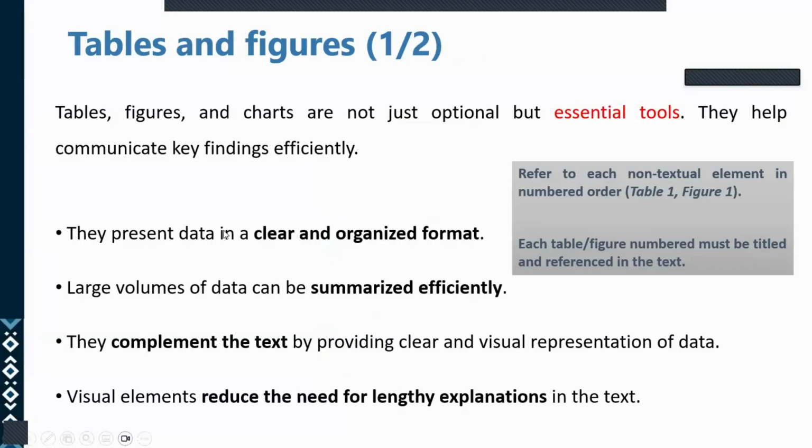The tables and figures present data in a clear and organized format. They present large volumes of data in a summarized way that is really efficient for understanding. They complement the text by providing a clear visual representation of data. The visual elements, that is tables, figures, and even charts, reduce the need for lengthy explanations in the text. So like we said at the beginning, refer to them as table 1, table 2, figure 1, figure 2. And each table and figure number must be titled and referenced.